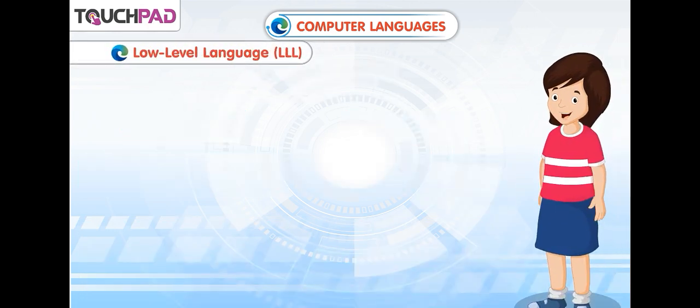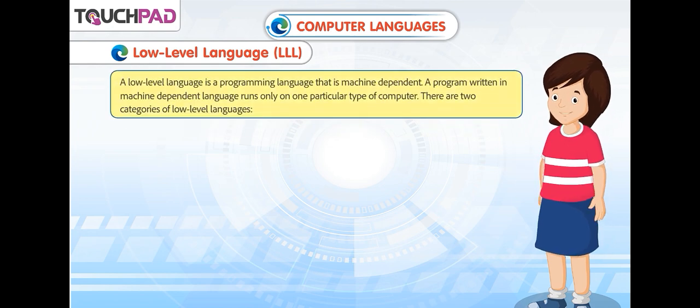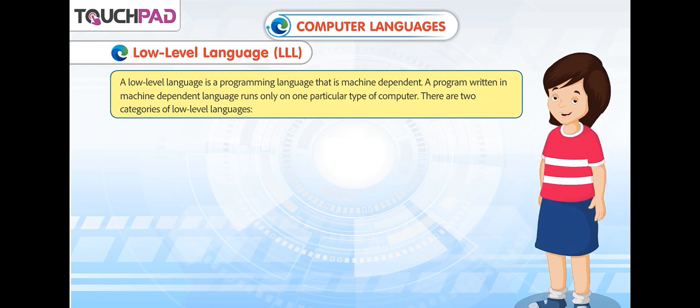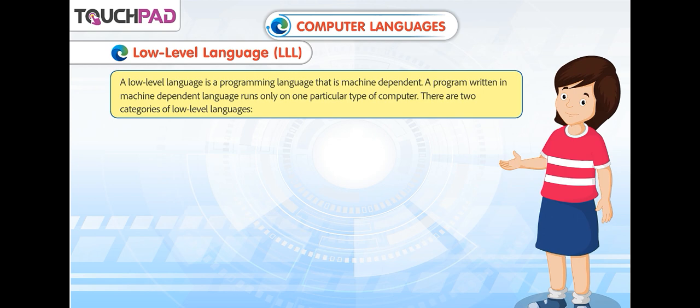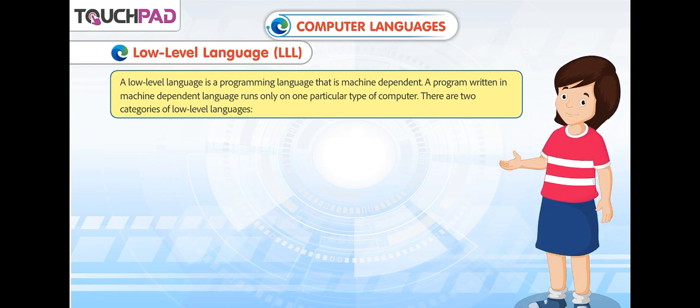Low-level language, LLL. A low-level language is a programming language that is machine-dependent. A program written in a machine-dependent language runs only on one particular type of computer. There are two categories of low-level languages.